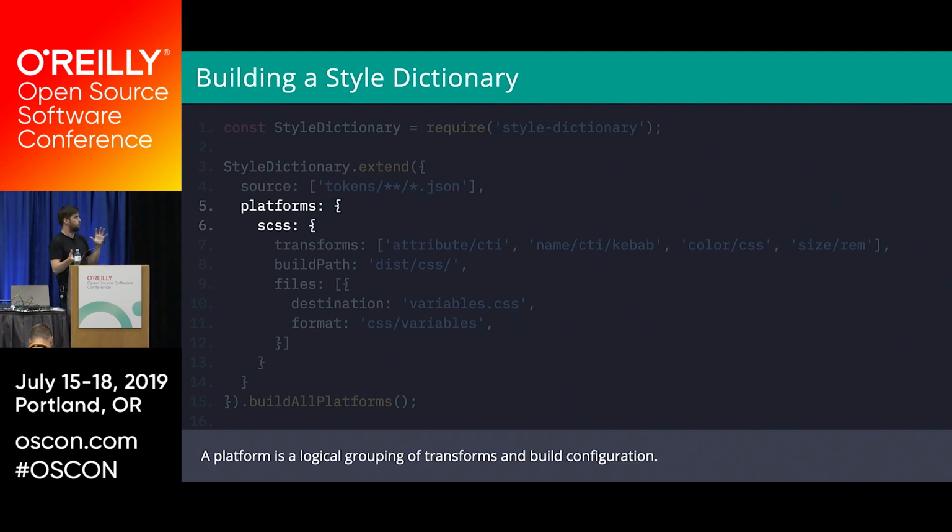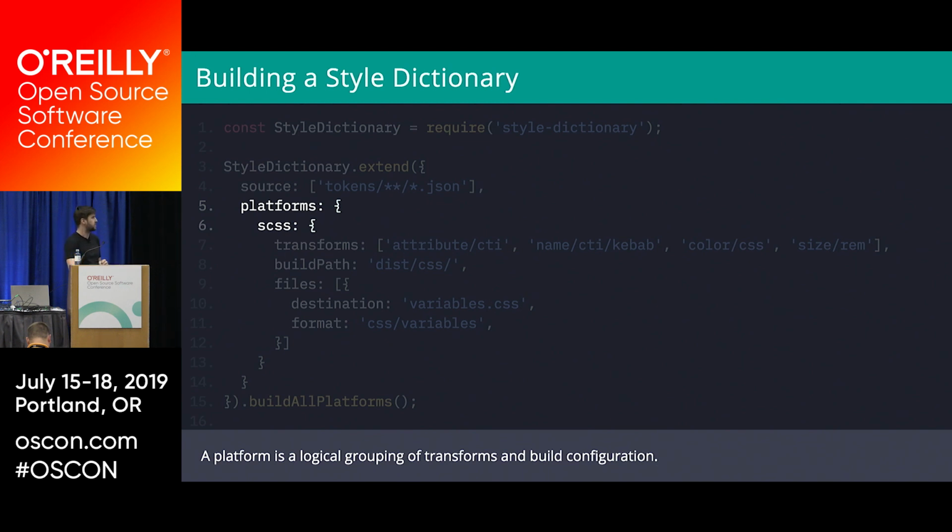And then you define platforms that you want to build to. And platforms here, it's not like Android, iOS, web. They could be anything. You could have 100 platforms. You could have 3 platforms. You could name them whatever you want. Really, they're just groupings of transform and build configuration.